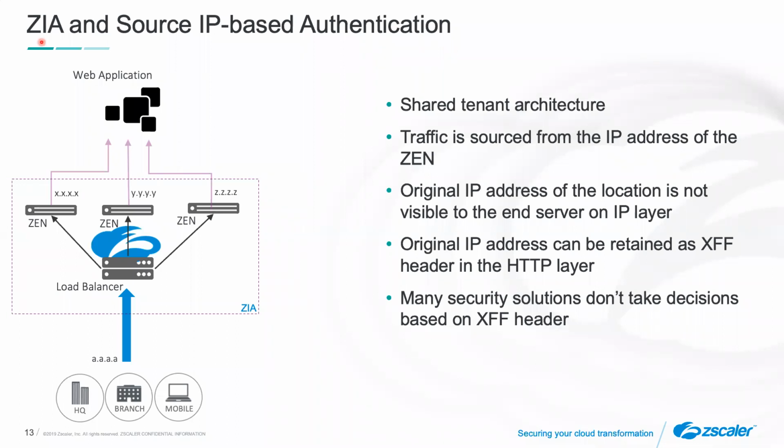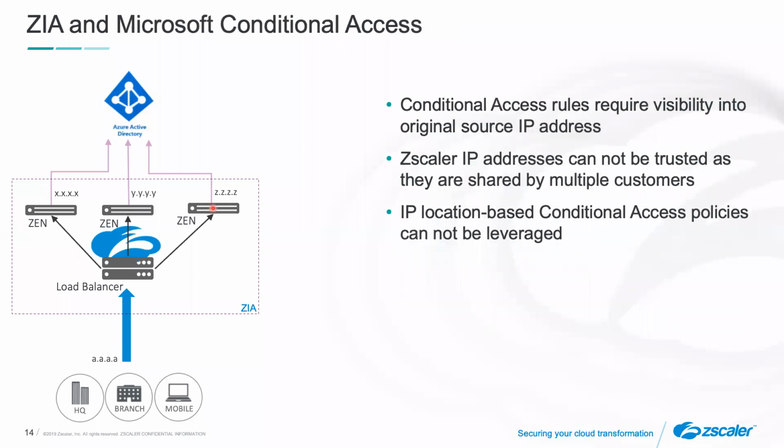So let's move on to the specific case of Azure Active Directory. Now in Azure Active Directory, as we already talked, conditional access rules require visibility to the original source IP address. And as we explained in the previous slide, this original IP address is never visible to this application, because to this application, only this source IP address would be visible, one of these, depending on where the traffic is coming from.